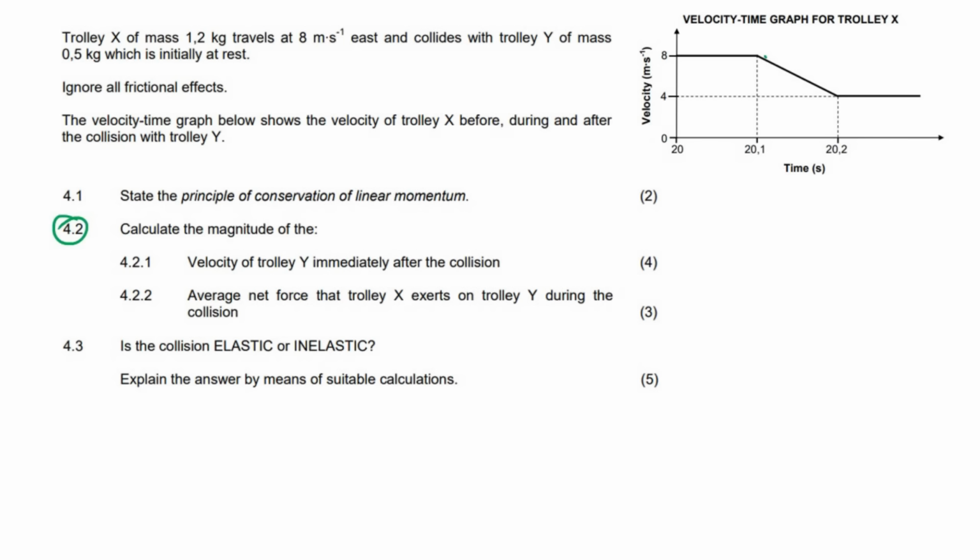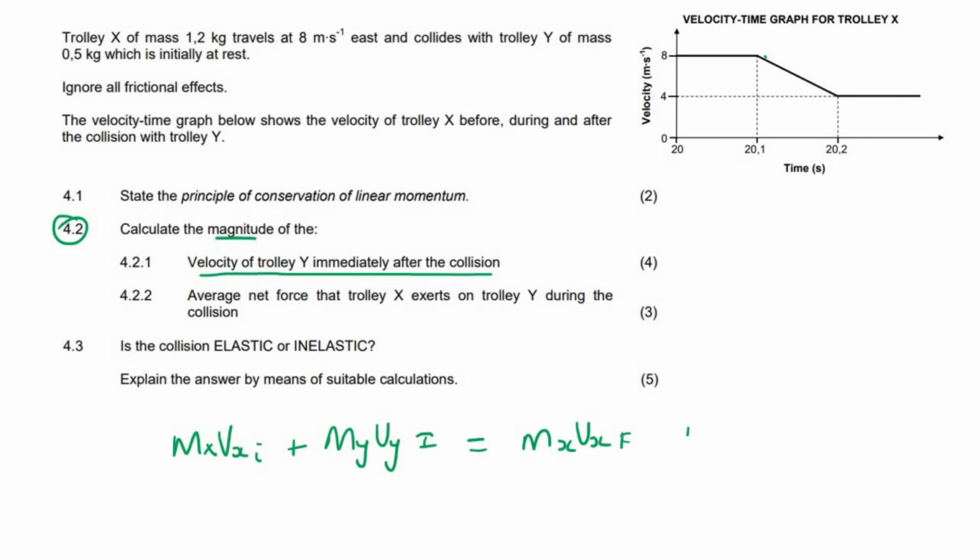This question says, calculate the magnitude, so that means only the size, not the direction, of the velocity of Y immediately after the collision. Okay, so it's easy. You just say m1 v1, or no, we're not going to use 1 and 1. We're going to use x initially plus y initially equals x final plus y final. Then choose a direction as positive. I'm going to choose east as positive.